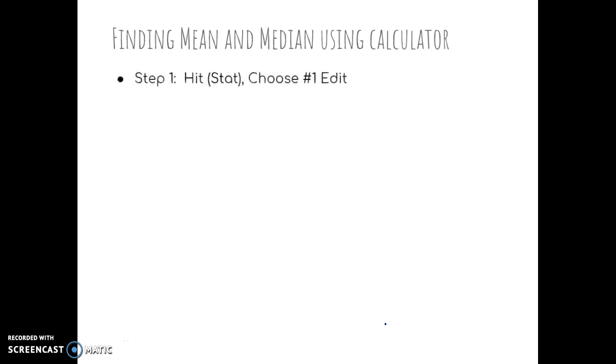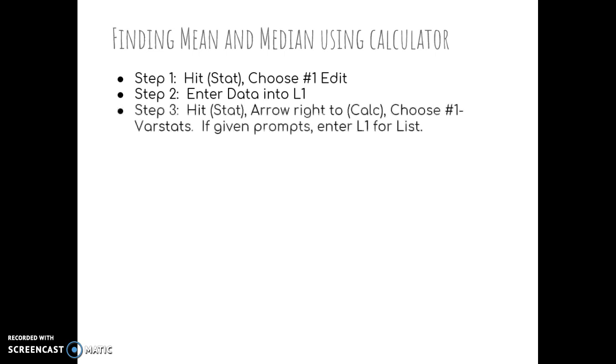So the TI-83/84 calculator, to be specific. The first thing you're going to do is hit Stat, and you're going to choose Edit. And I'll show you this on the calculator in a moment. Then you're going to enter your data into one of your lists. I usually put mine in L1, but you're welcome to put it in any of the other 5 lists that you have in your calculator. Now, to actually find the mean, you're going to hit Stat again, and this time you're going to arrow to the right to Calc, and you're going to choose number 1, 1-Var Stats.